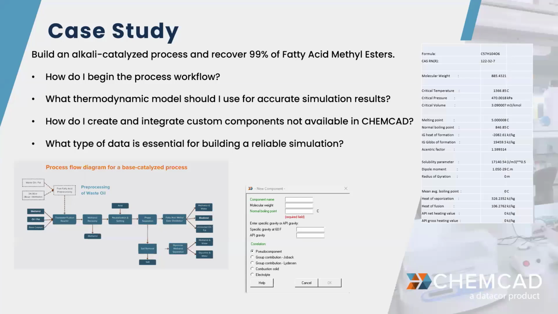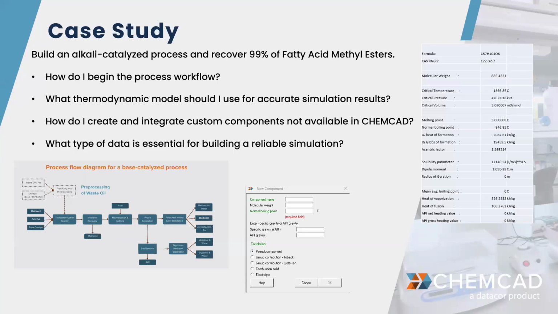Sorry about that. Okay, so we're going to talk about a case study. The case study we're going to present today is that we're going to build an alkali catalyzed process, and we're going to try to obtain 99% recovery of the fatty acid methyl esters that we're going to call FAME.